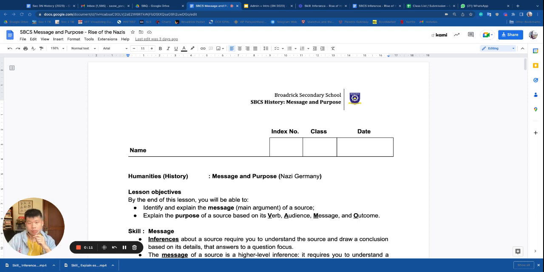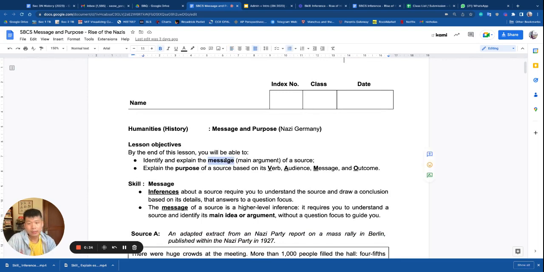For today's lesson, you will need your writing materials, particularly a highlighter, as well as this worksheet on message and purpose, this set of notes. And if at any point you need to speed up, slow down, or pause this video to suit your learning pace, please proceed and do so. Okay, so let's start.